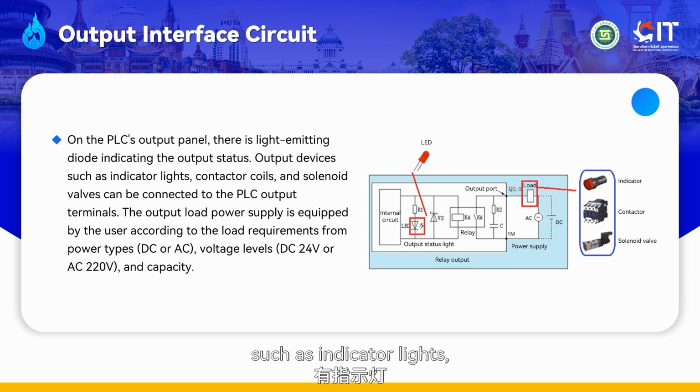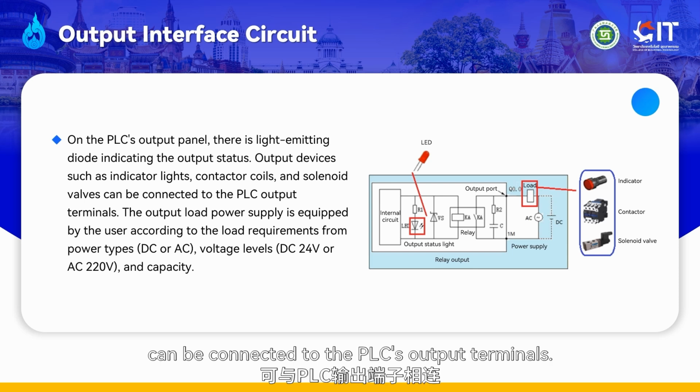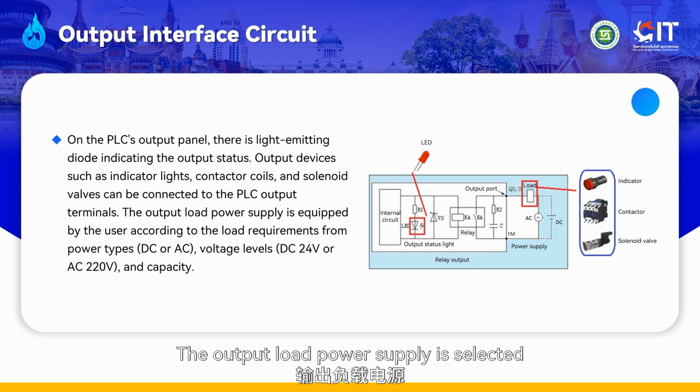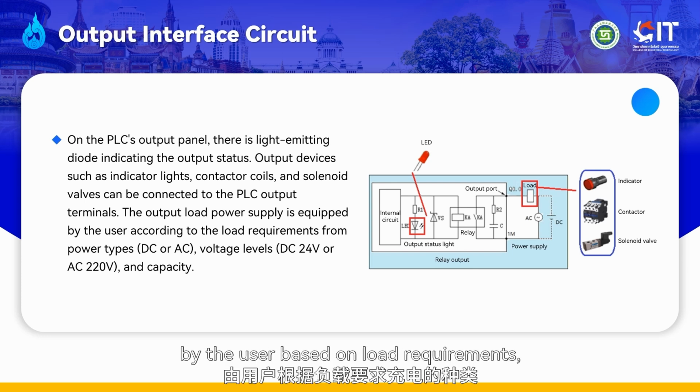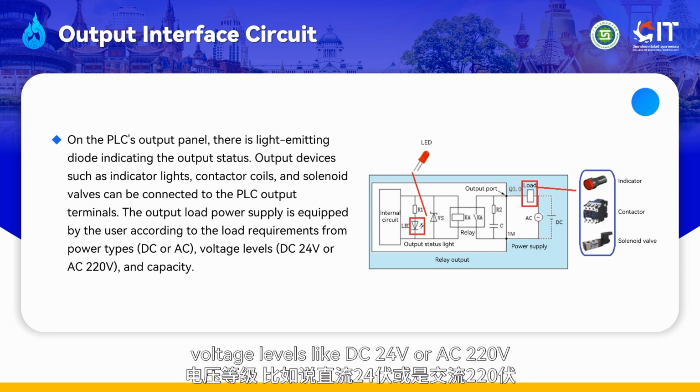Output devices such as indicator lights, contactor coils, and solenoid valves can be connected to the PLC's output terminals. The output load power supply is selected by the user based on load requirements, such as DC or AC power, voltage levels like DC 24 volts or AC 220 volts, and capacity.